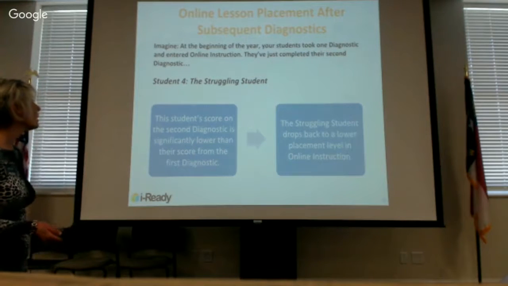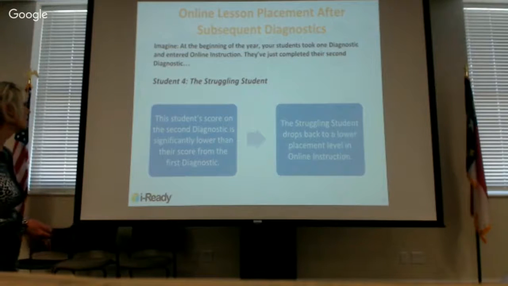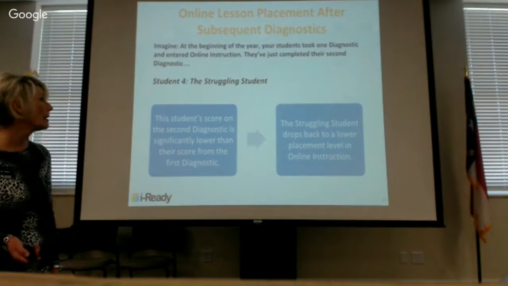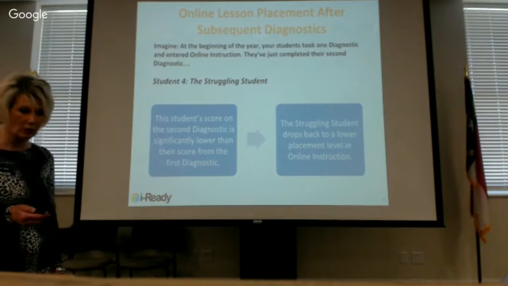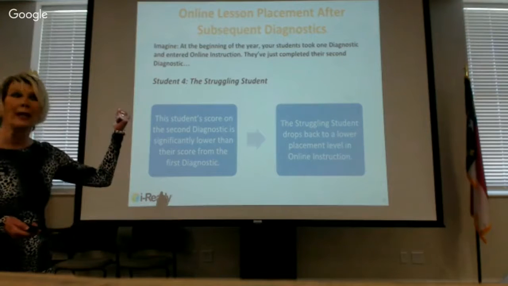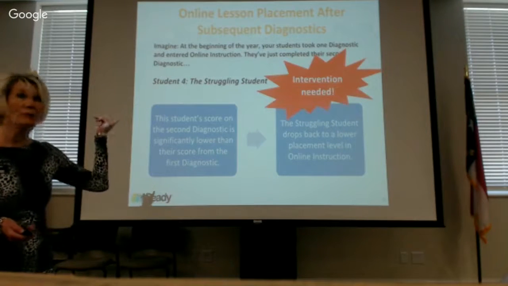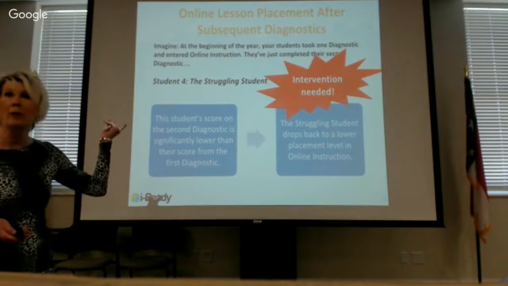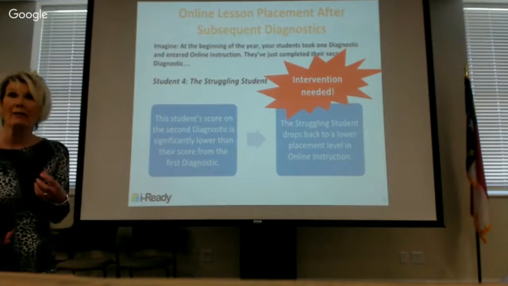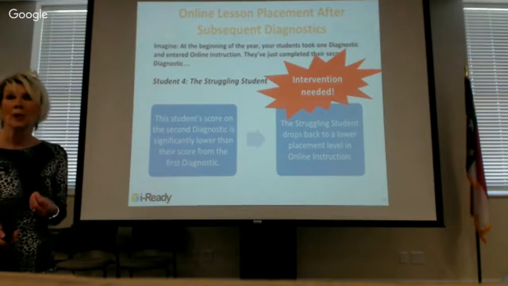Student number 4, the struggling student. This student's score on the second diagnostic is significantly lower than their score from the first diagnostic. The struggling student drops back to a lower placement level in online instruction. What do you think this little cloud is going to say? Right. Who said intervene? Everybody? So intervention needed. This would be the student that you're definitely going to provide intervention.